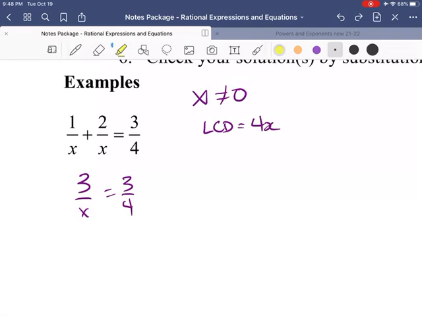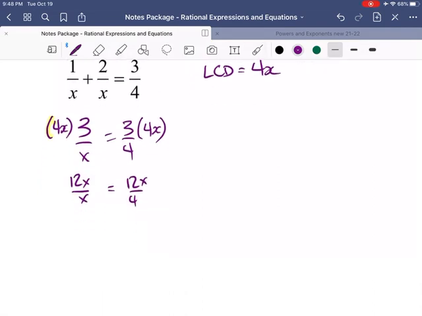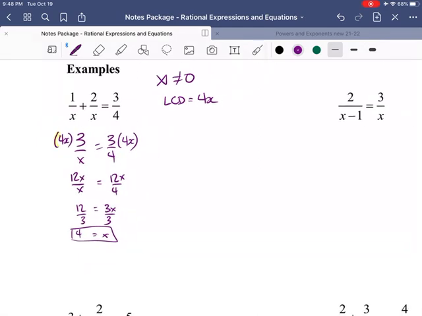So the lowest common denominator is 4x, and we're going to multiply each side by 4x. You end up with 12x over x is equal to 12x over 4. If we simplify a little bit, you end up with 12 equals 3x, and if you divide by 3, x is equal to 4, which we knew already, but you can see the process.